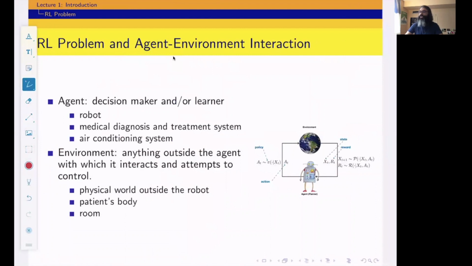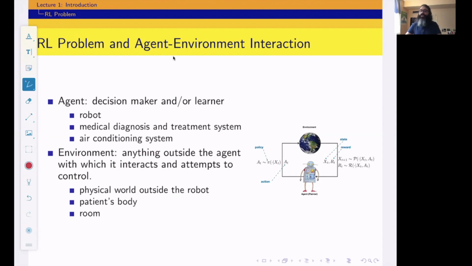So what is an agent? An agent is essentially a decision maker or the learner. It can be a robot, or a medical diagnosis system, or an air conditioning system. We usually want to refer to the mind of this interaction as the agent, and not necessarily the physical system. When I talk about robots, it is not necessarily the physical robot, but the part that does the decision making. The other part is the environment, which is anything outside the agent, which the mind of the agent interacts with.